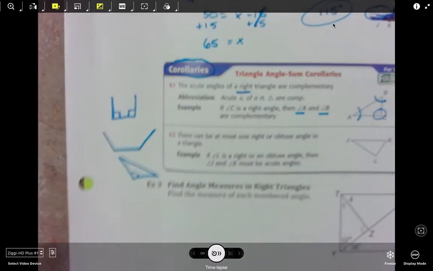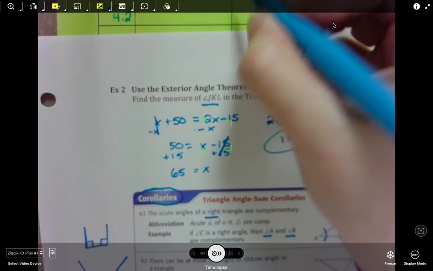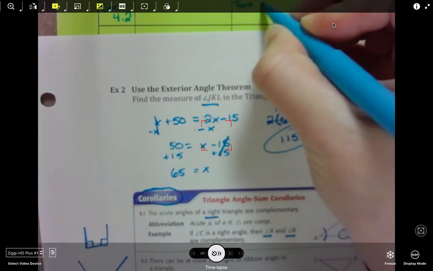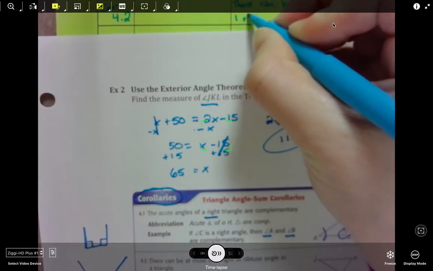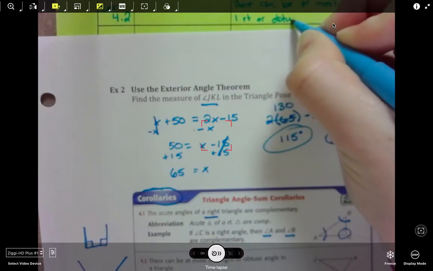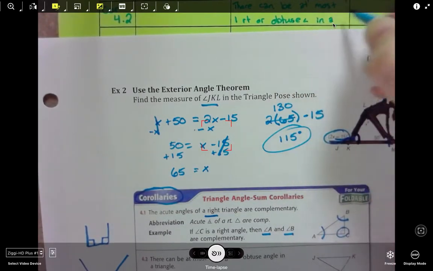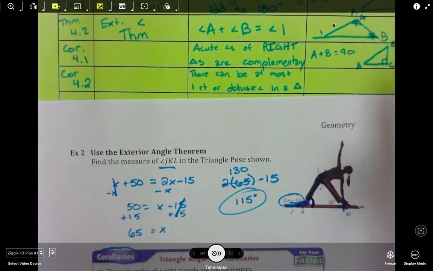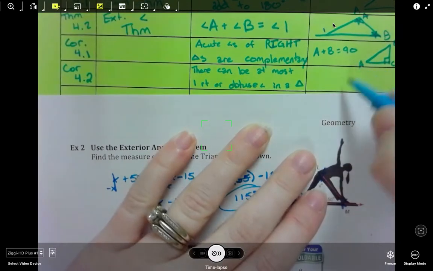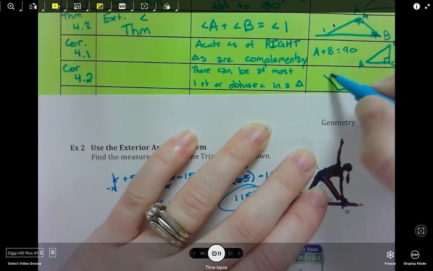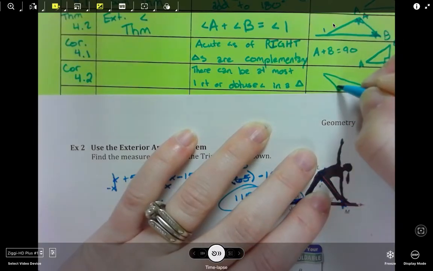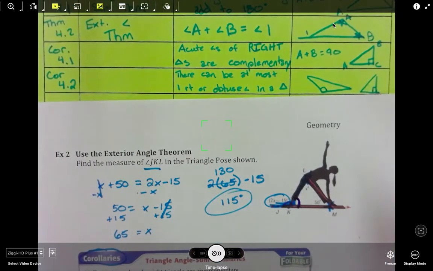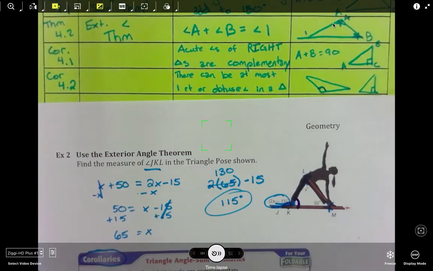So this is just kind of basic stuff. I'm going to put there: there can be at most one right or obtuse angle in a triangle. Oh, sorry, you can't see that. There can be at most one right or obtuse angle in a triangle. So I'll just draw a picture of an obtuse triangle, maybe, or a right triangle. So you can't have any more than one right or one obtuse angle. That should just be pretty basic, right?